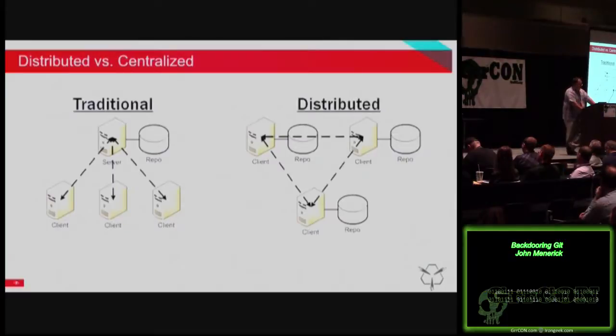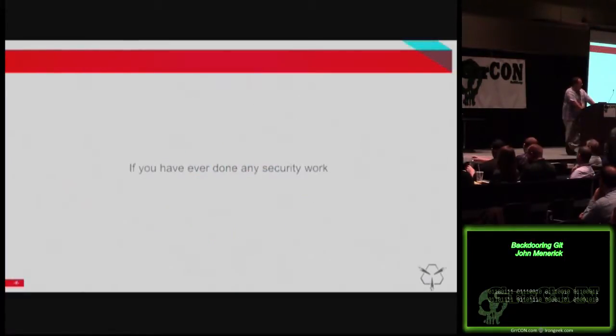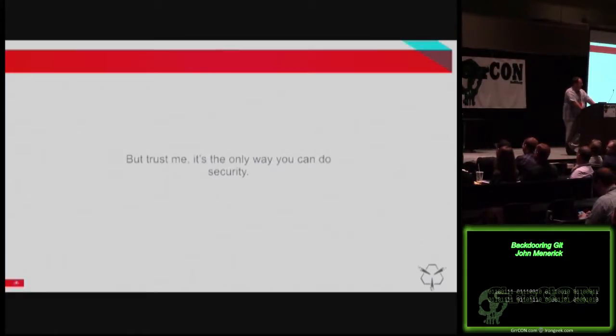Because the interesting part about this distributed nature is you end up with this ring of trust, whereas the world revolves around me, it also revolves around you. And there are people that I trust, and there's people that they trust, and goes on and on and on. And you start dealing with the security aspects of development. There's this pretty awesome quote where if you've ever done any security work, and it did not involve the concept of network of trust, it wasn't security work. It was shit. But trust me, it's the only way you can do security. It's the only way you can do development.